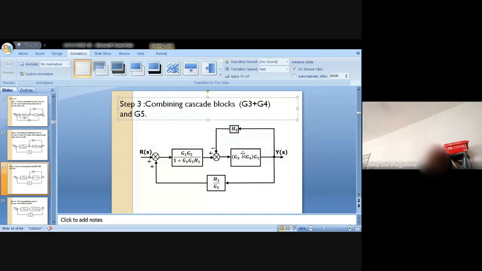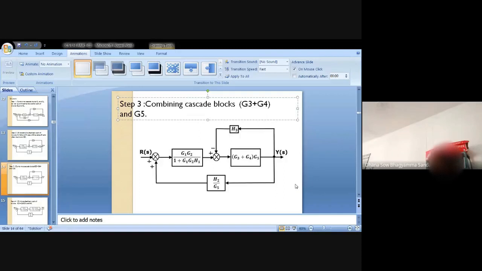Now, combining the cascade blocks, if you see, there is a smaller loop here. In this smaller loop, the signal returns back from this branch point, which means this is a negative feedback path. The returning path is the feedback and this is the main path. So this is G by 1 plus G into H. Okay, next step number 4.